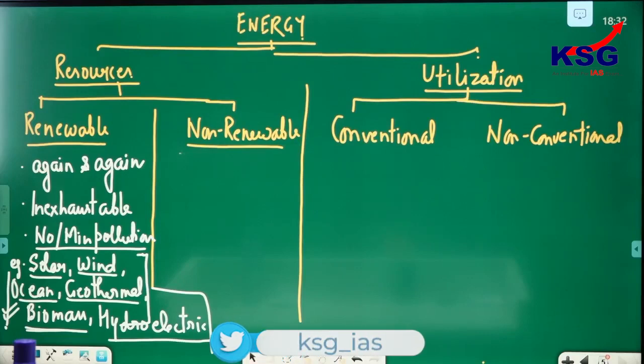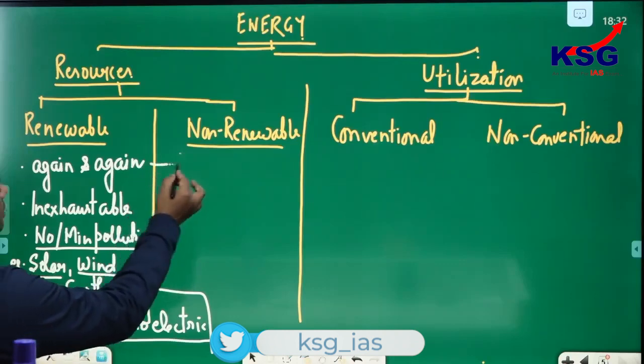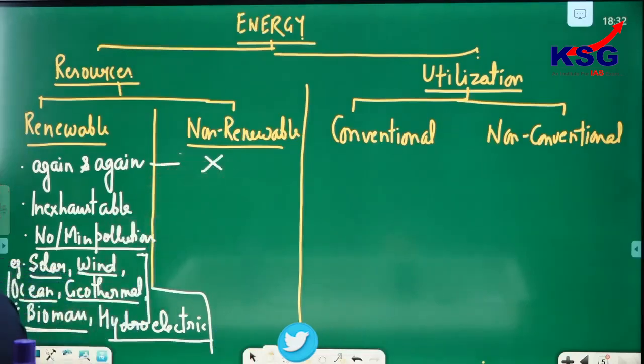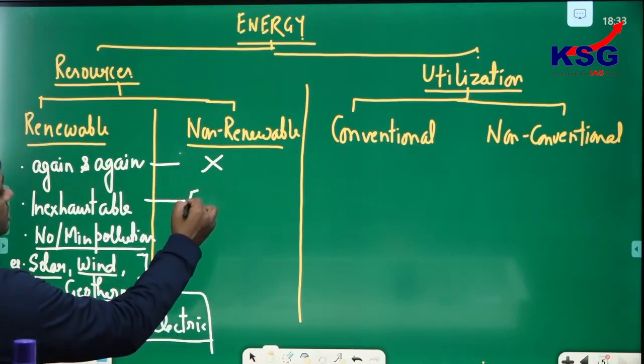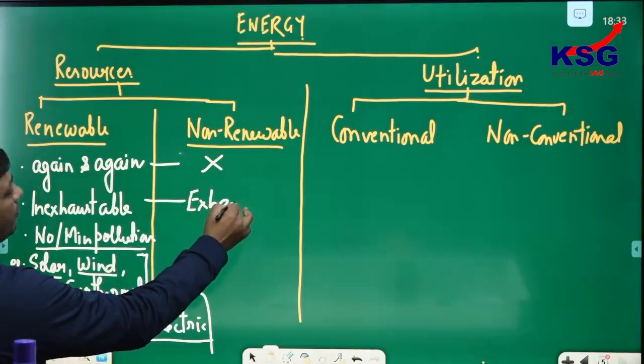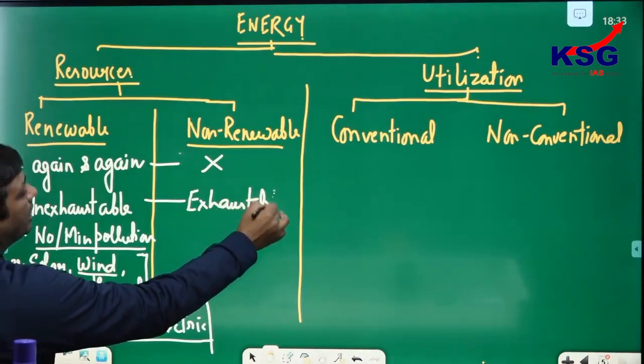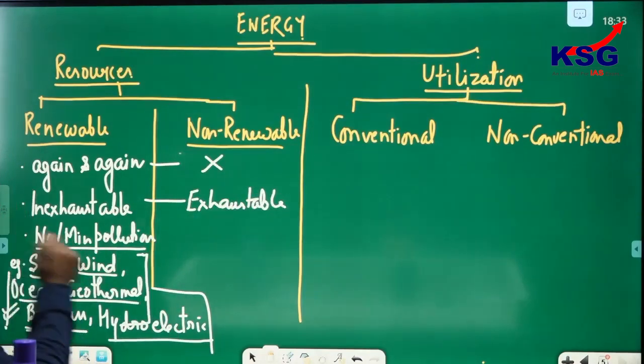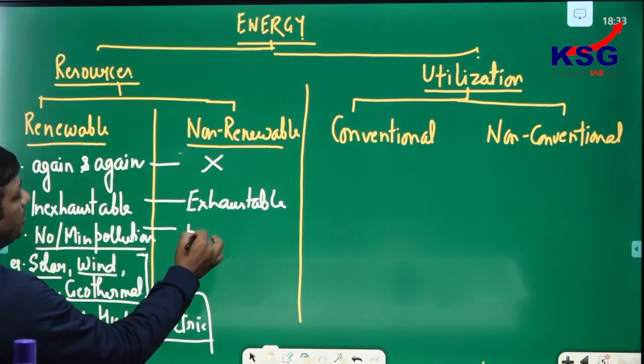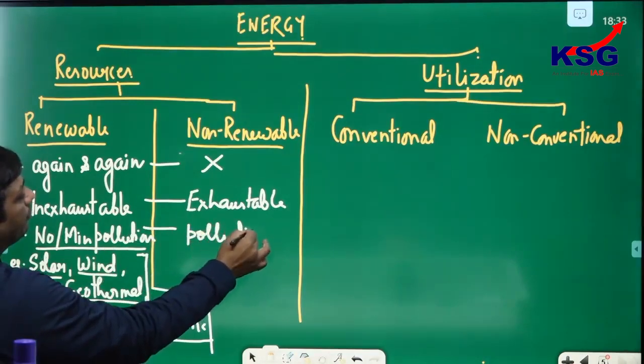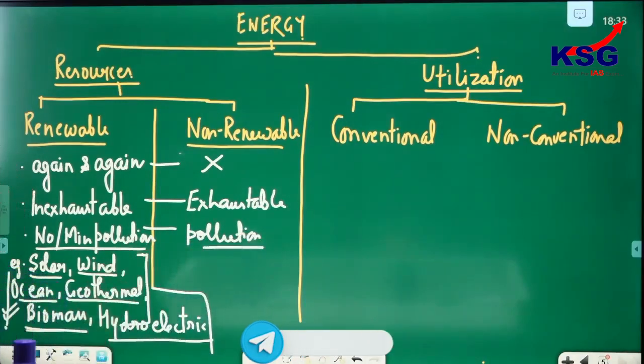Now your question: Sir, tell me non-renewable. You can write: we cannot use it again and again. Why can we not use it again and again? Simple reason: these are exhaustible. They are creating massive pollution.